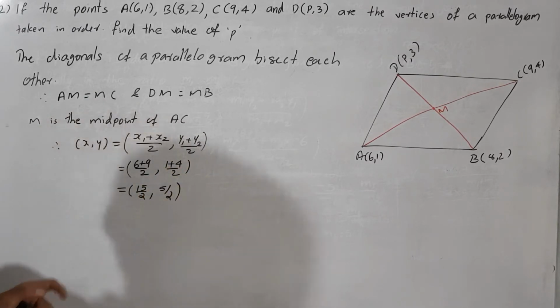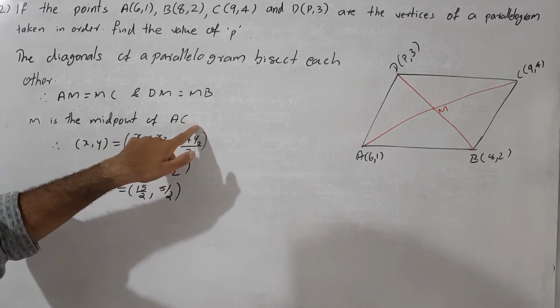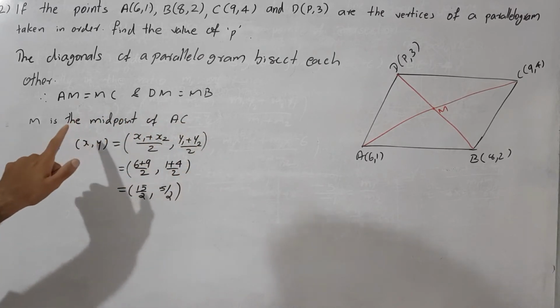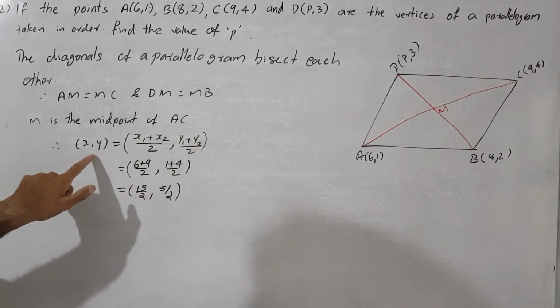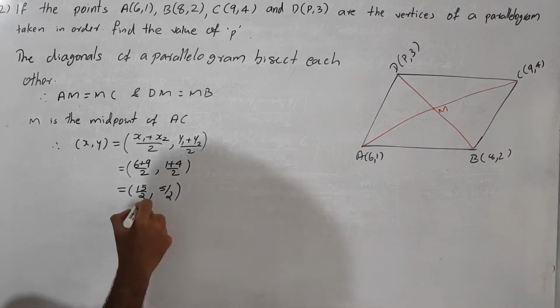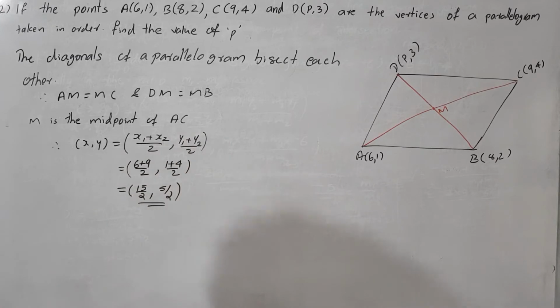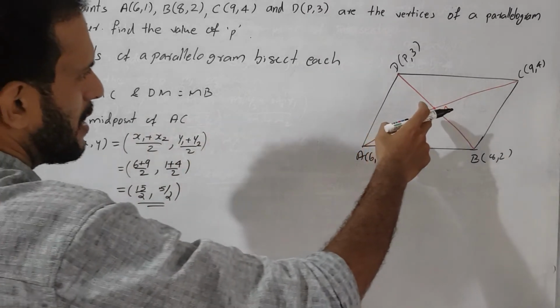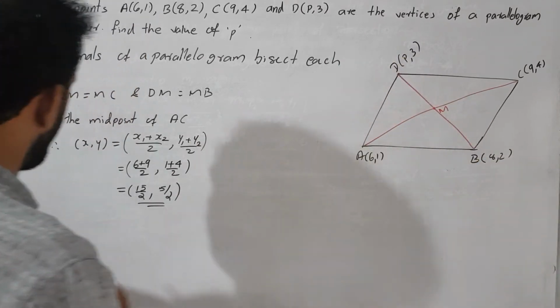Then if we use the diagonal AC, what is the coordinate of M? The coordinate of M is 15 by 2 and 5 by 2. Okay, so we keep it here. Then we take the next idea. Next we choose the next idea, M is the midpoint of DB.